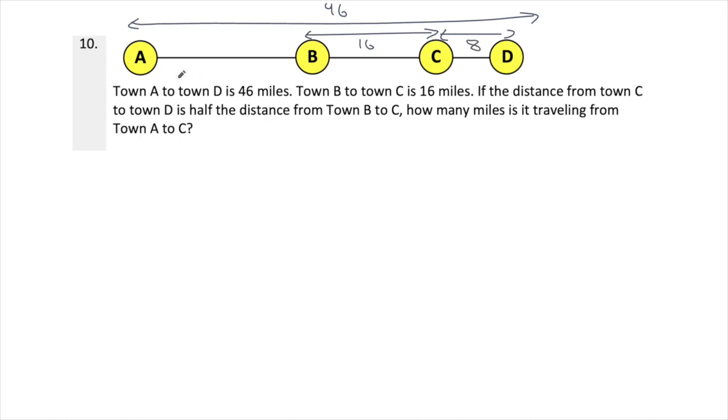To find the distance between A and C, we can subtract the distance between C and D from the distance between A and D. So we would do 46 minus 8, and we get 38. So the answer to this problem is 38 miles.